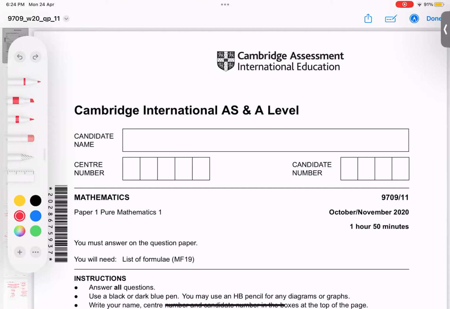And I'm going to start this paper, Pure Mathematics 1. So let's start.